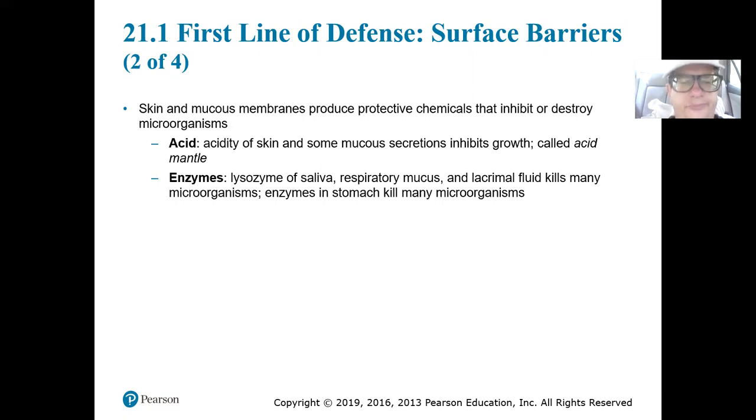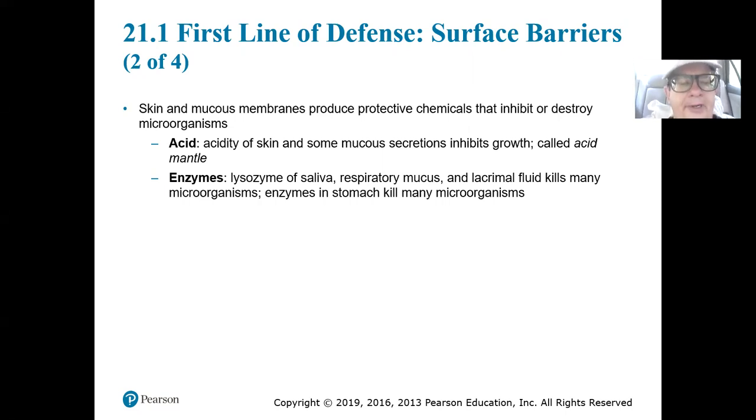So, what are some of the chemicals that are in these barriers? The skin is slightly acidic, and mucous membranes will also make acid. We call this the acid mantle. A lot of bacteria just can't survive in acidic conditions, so they can't cross the skin or the mucous membrane.